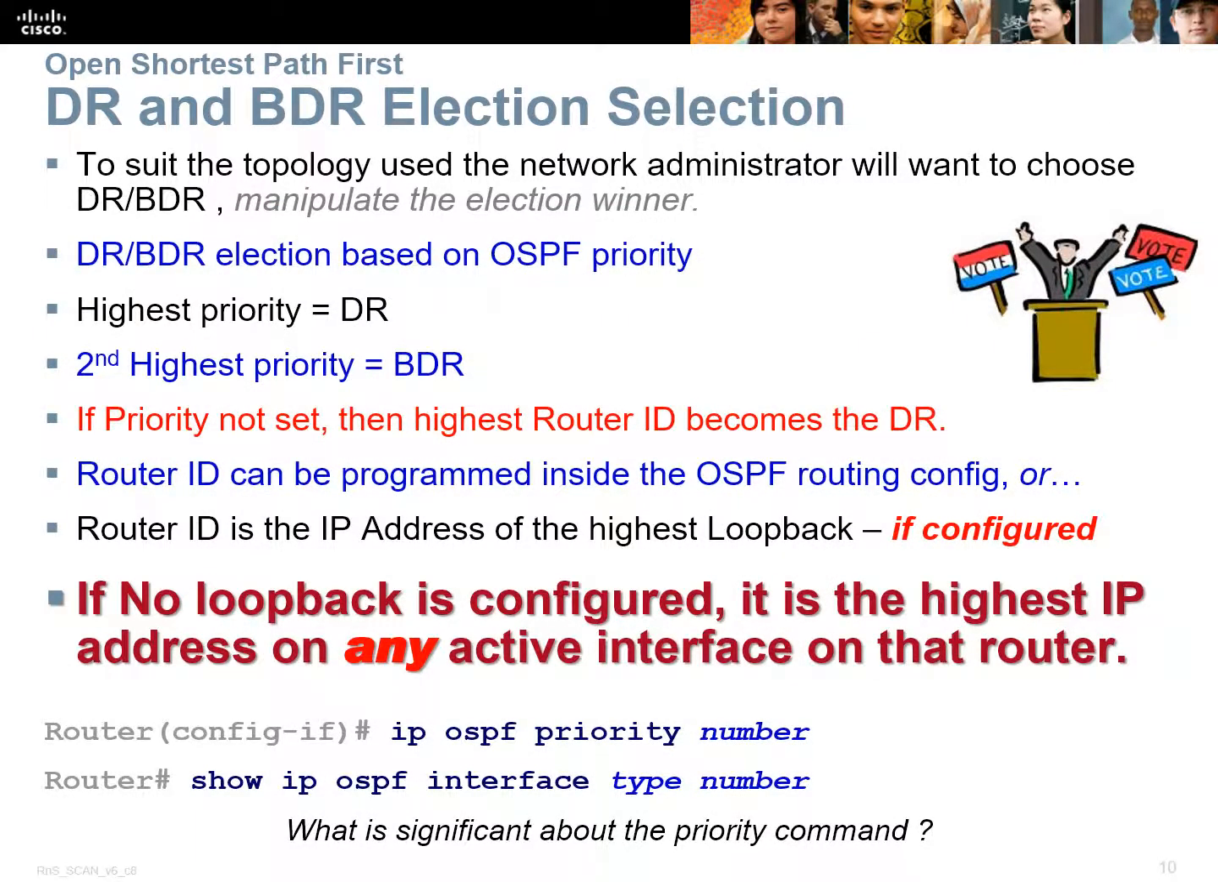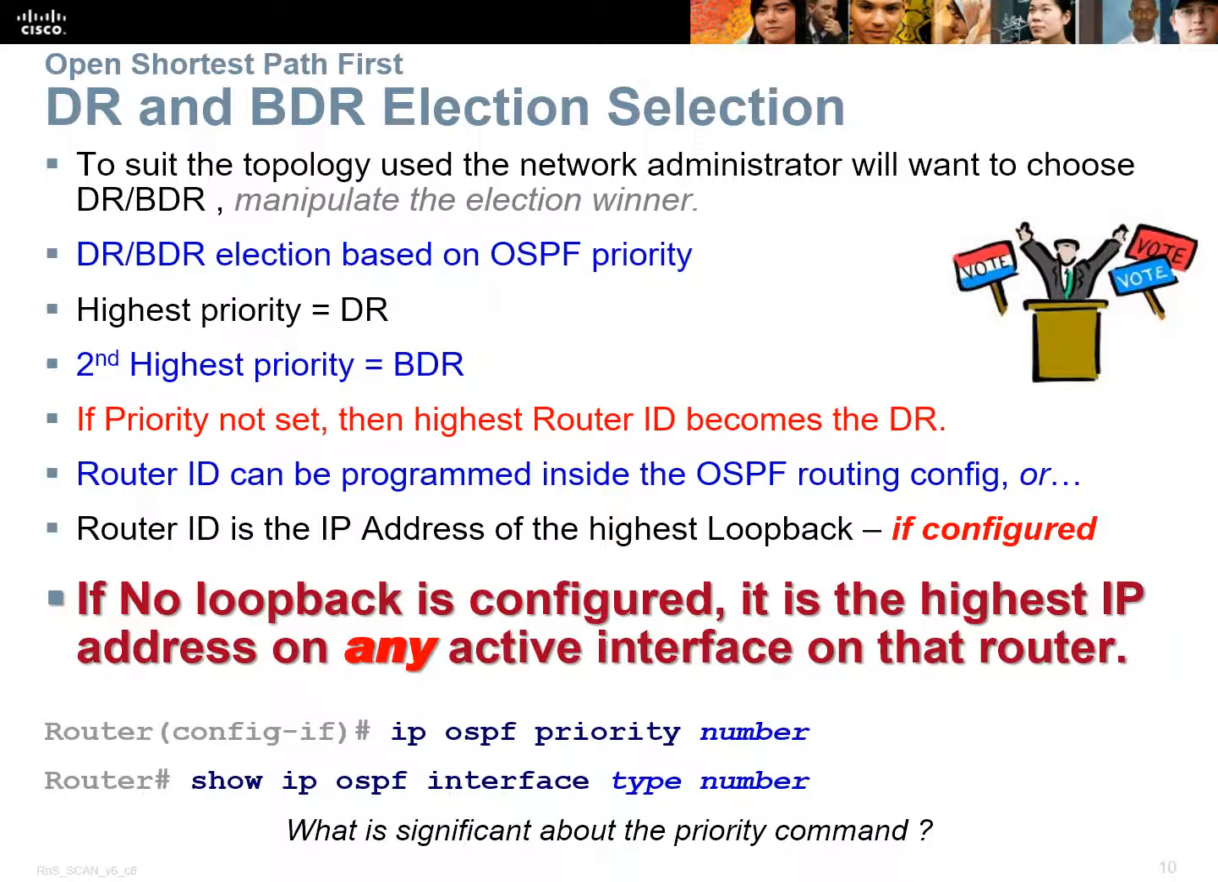Alright, so how do we manipulate that election? How do we make that election do what we want? By default, priority is the number one thing. So no matter what you do with anything, whoever has been set with the highest priority is going to win the election and become the designated router. And the router with the second highest priority will become the backup designated router.